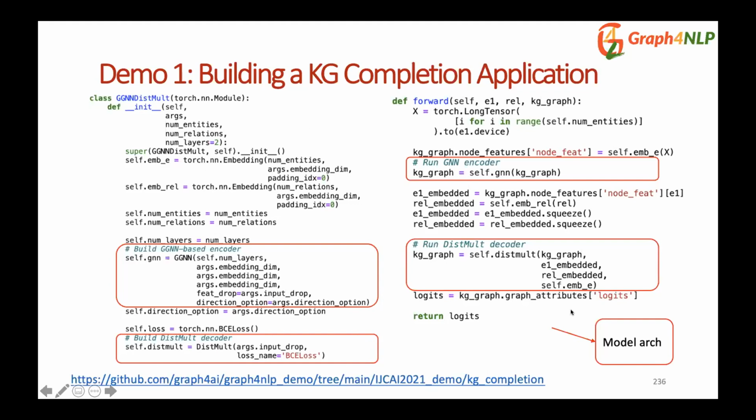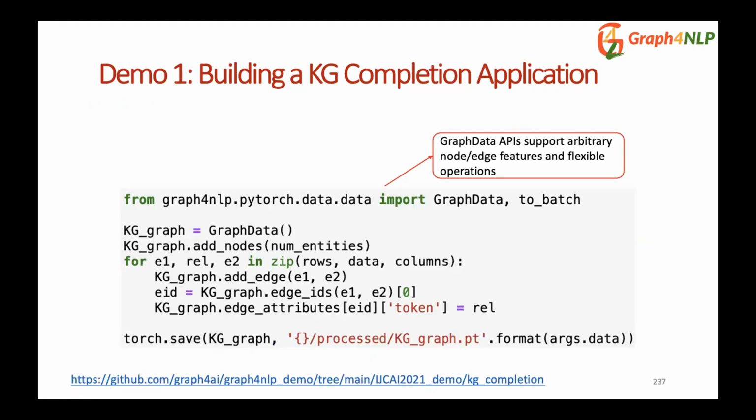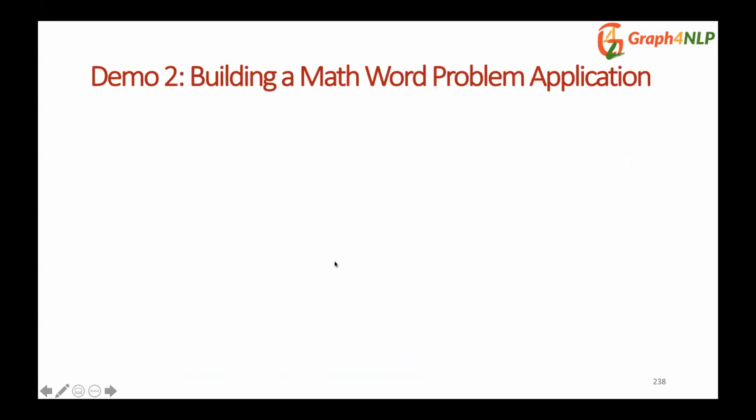Now the graph data APIs. The Graph4NLP library provides graph data APIs which can support arbitrary node and edge features. The graph data APIs also provide very flexible operations, as you can see from this code piece. What it does here is construct a graph using the graph data API by adding every pair of nodes to the graph data. Then we can also store the edge attributes, as we can see here. So that's for the knowledge graph completion.